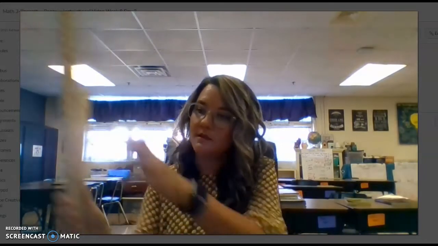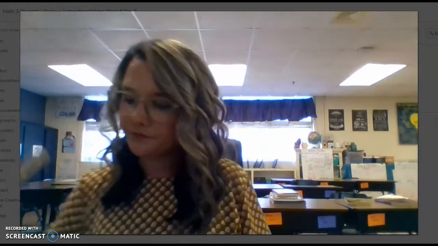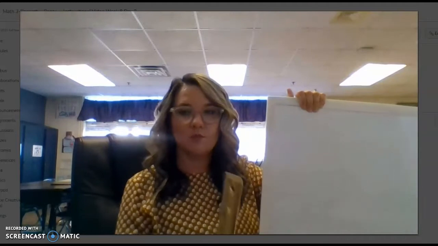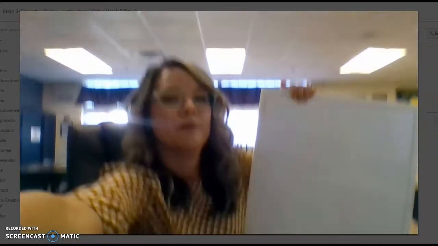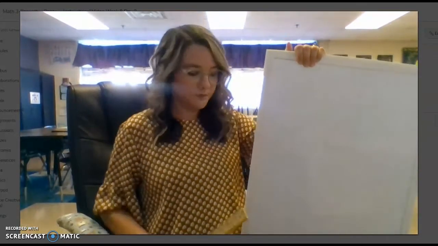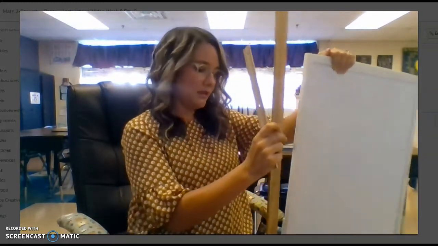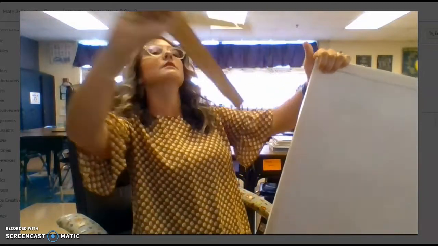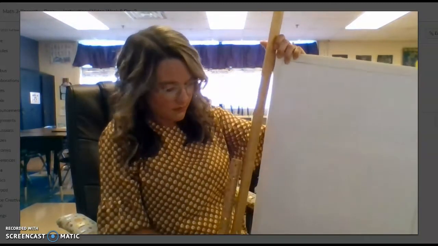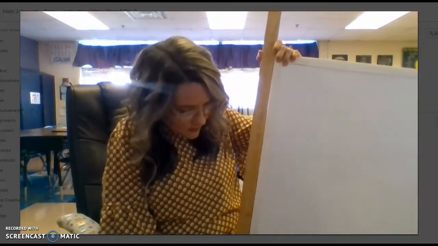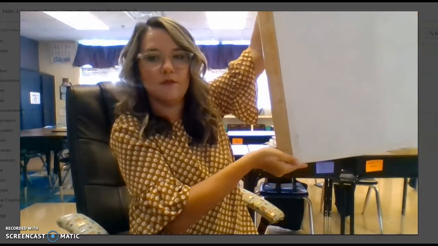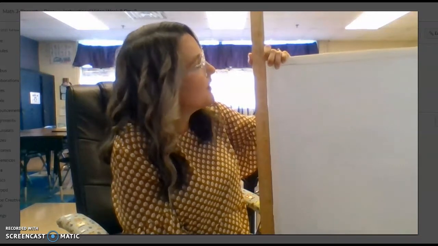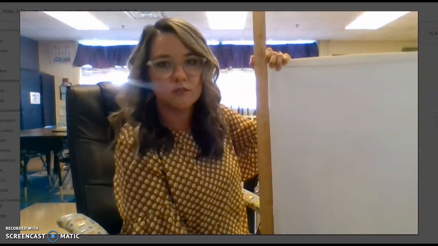So let's see here. Let's say that I want to measure the height of this board, okay? Now, I know a yardstick's going to be easy to use because I can start at the bottom, okay, and make sure it's even. And I get just about 22 inches, okay?